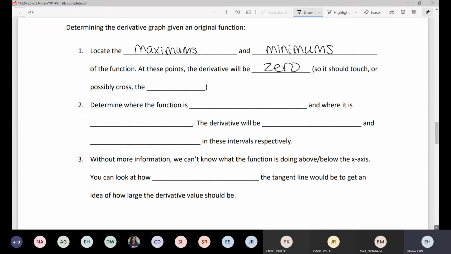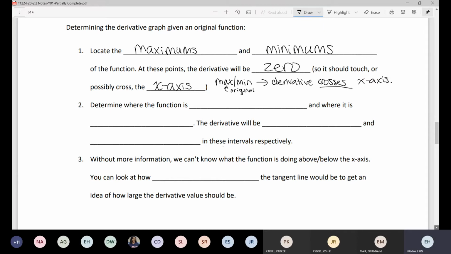Now, if the derivative is 0 there, then you kind of have 2 options, but also not really 2 options. I'll say more in a second. So it should either touch or possibly cross the x-axis. Now, for a max or a min of the original function, this will mean that the derivative crosses the x-axis.